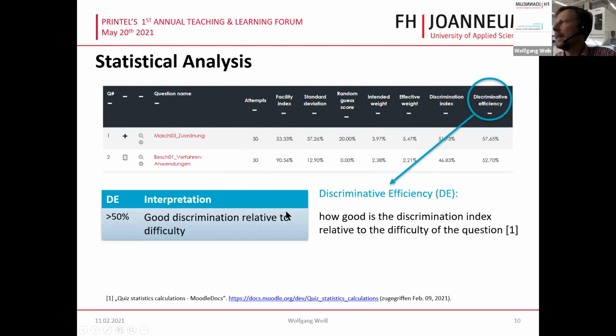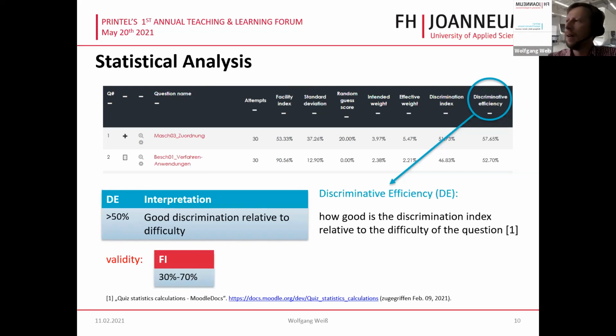Based on the facility index and the discrimination index, a discriminative efficiency can be calculated. This value is very important at the end, because it indicates how good the discrimination index is relative to the difficulty of the question. A very easy, simple question, a very facile question, is not very efficient in discriminating between good and not so good students, or able and not so able students. At the end, you want to reach a good discrimination relative to the difficulty, and this should lie above 50%. So how does this result look at the end?